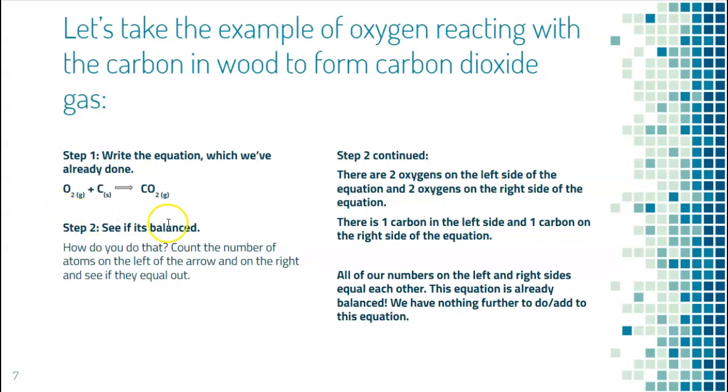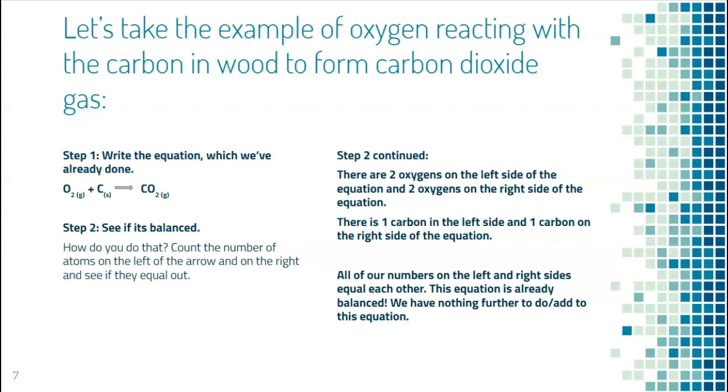And so if I look on the right side, oh, look at that. I get 2 oxygens out. Great. Perfect. I'm going to check my carbons. I put 1 carbon in, I get 1 carbon out. Great. That means this equation is balanced. I haven't violated any laws of the universe, and everything is good to go.